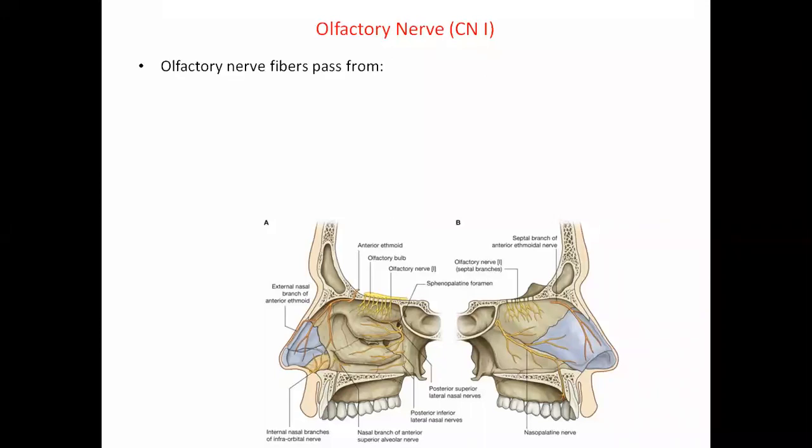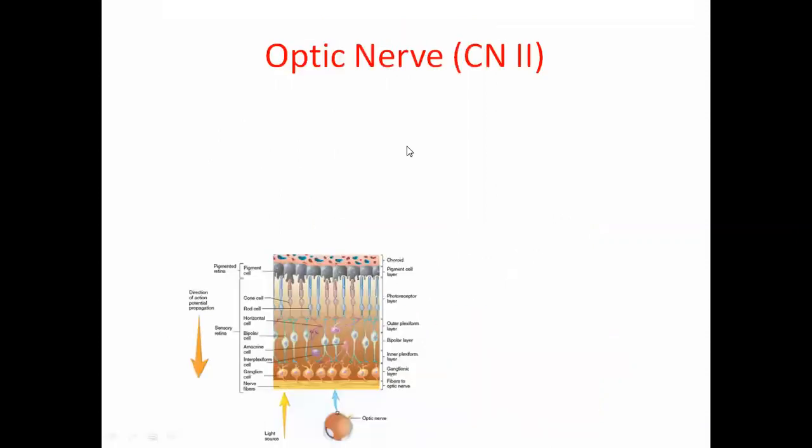Olfactory nerve fibers pass, as you can see here, through the lateral wall and the medial wall of the nose. They come from the olfactory receptor cells located in this area, and pass through the cribriform plate of the ethmoid bone to the olfactory bulbs. So the olfactory receptor cells are here, and the olfactory bulb is placed here. This is how the olfactory nerve looks.